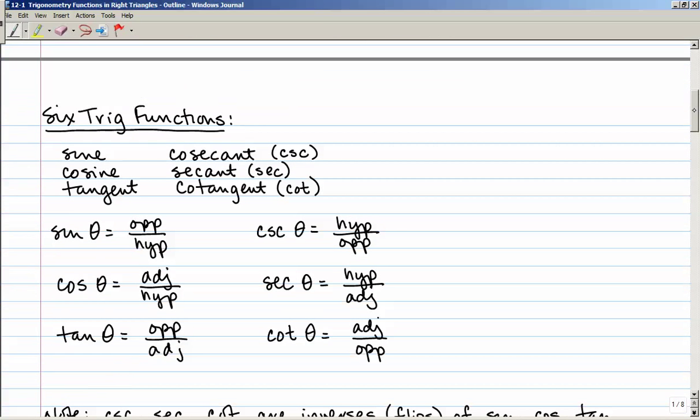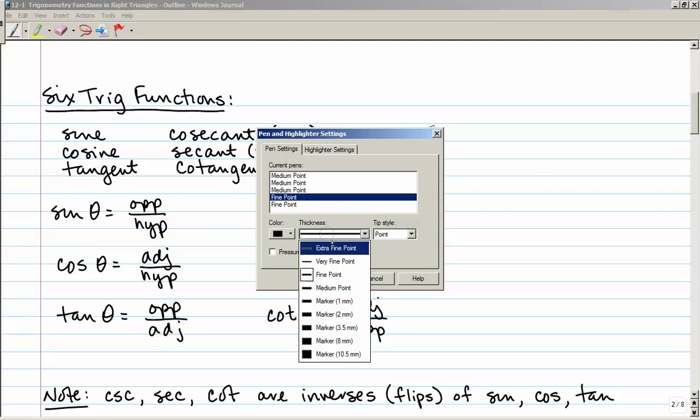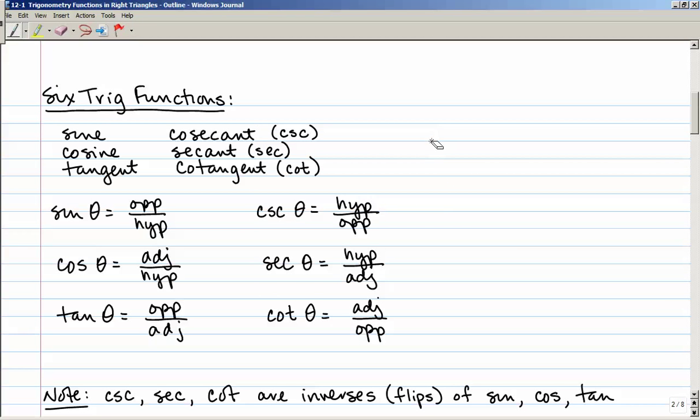So here are your 6 trig functions. You'll probably remember sine, cosine, and tangent from geometry, but we also have cosecant, abbreviated CSC, secant, abbreviated SEC, and cotangent, abbreviated COT. Now you probably also remember from geometry that we talked about SOHCAHTOA, that sine, I'll go ahead and write it over here. There we go. That sine is the opposite over the hypotenuse, cosine is the adjacent over the hypotenuse, and tangent is opposite over adjacent. Which is what I have written right here.